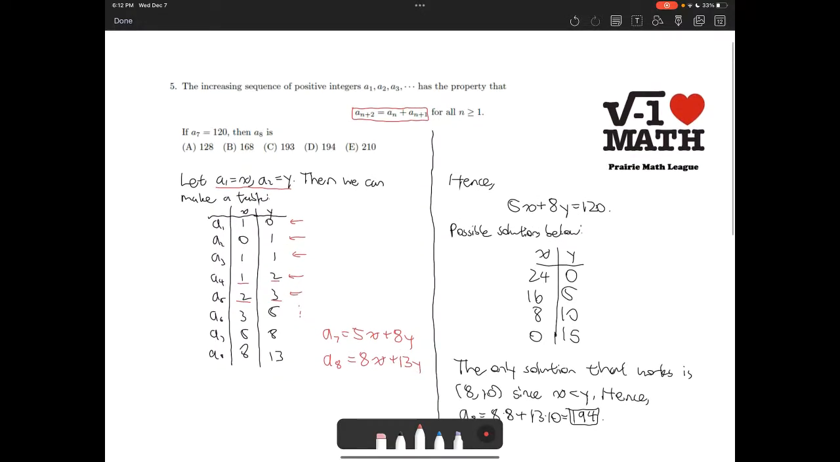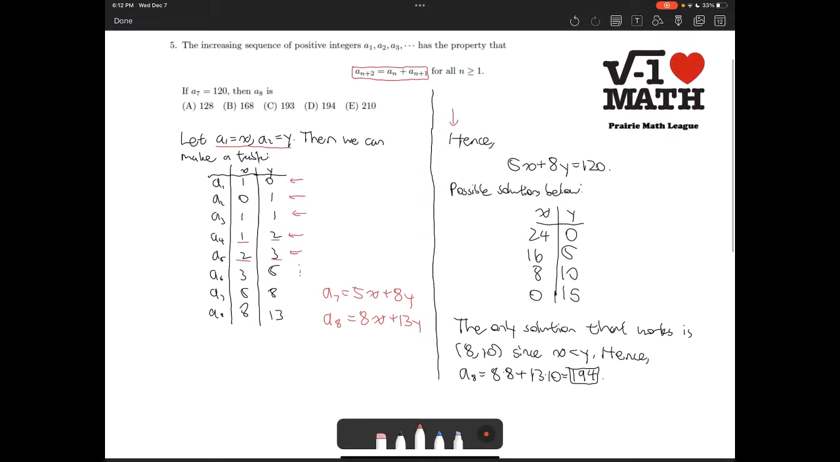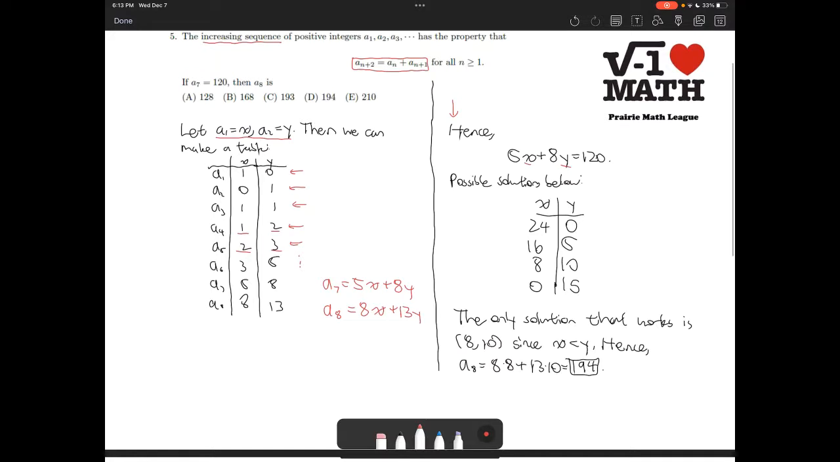Now I continue our solution here. And now this is basically a Diophantine equation where the restrictions are that x and y are both positive integers with x less than y. X is less than y because the sequence is increasing. So we get a few possible solutions, but we can narrow these down.